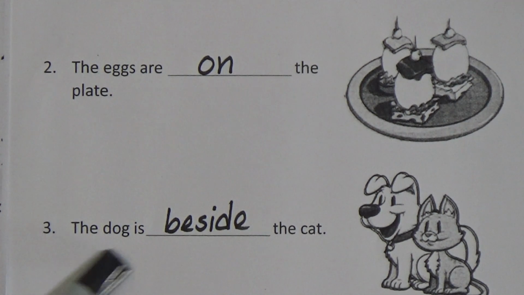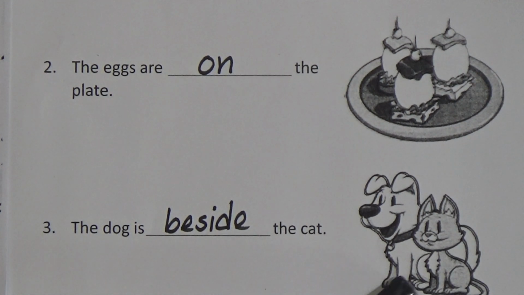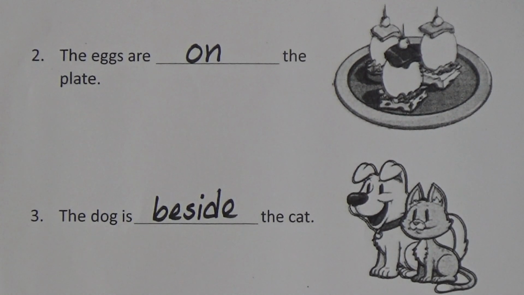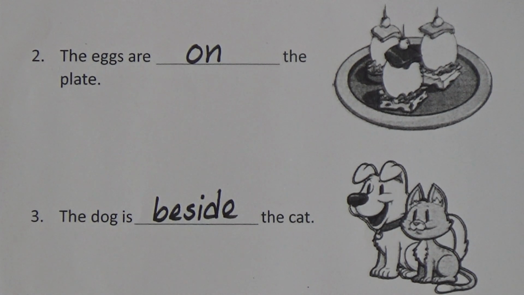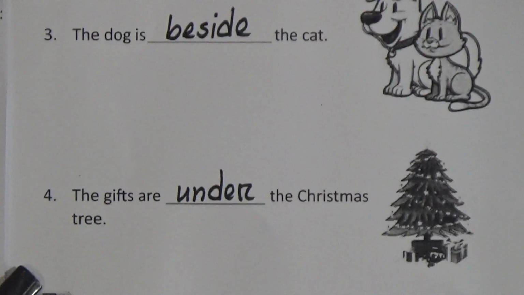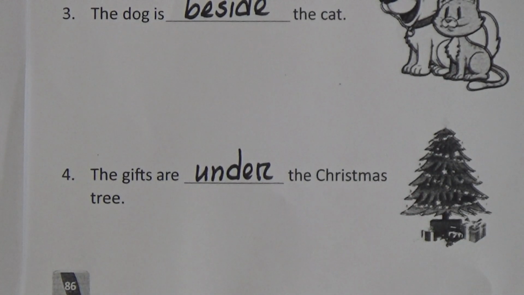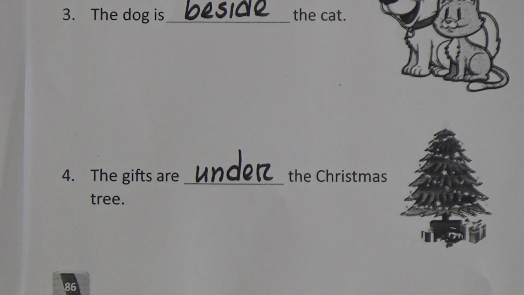Number 3: the dog is beside the cat. See here, the dog is beside the cat. Then number 4: the gifts are under the Christmas tree. Where are the gifts? Under the Christmas tree. See the picture here. So these are the prepositions and I hope you have understood these words and how they are used. So let's go to our next lesson.